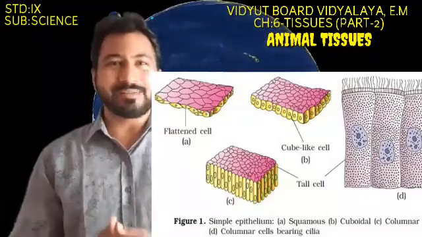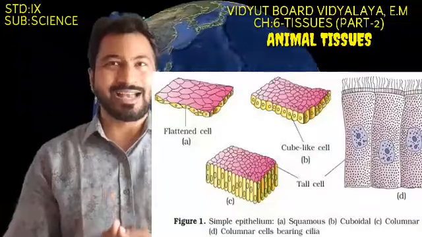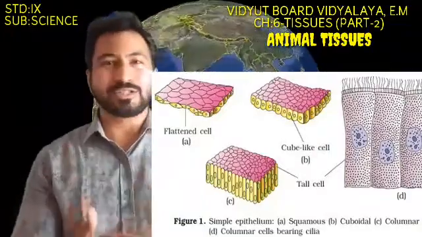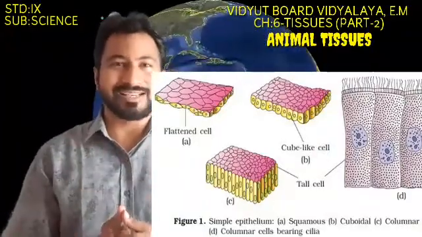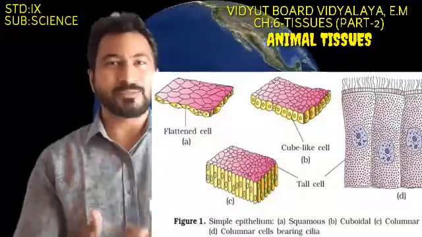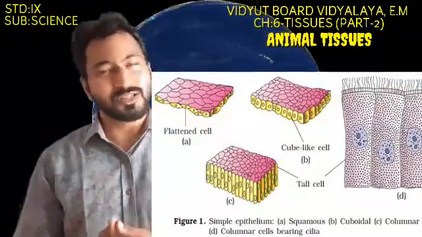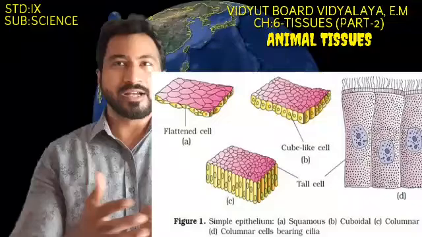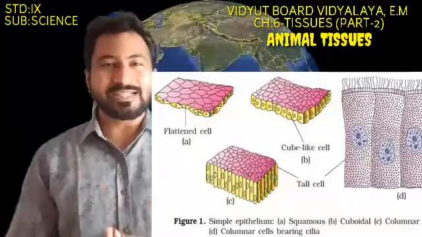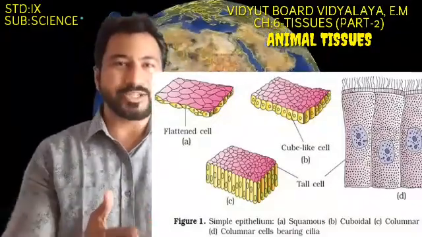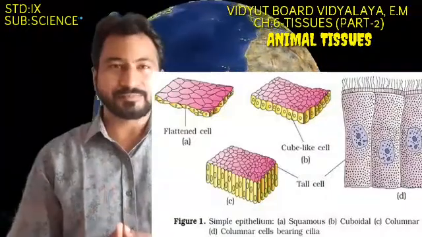Now where are these cells basically located? These cells are mainly located at the linings of various body parts like the mouth, the respiratory tract, and various other structures of it. As for the functions, it basically does the function of protection and filtration.